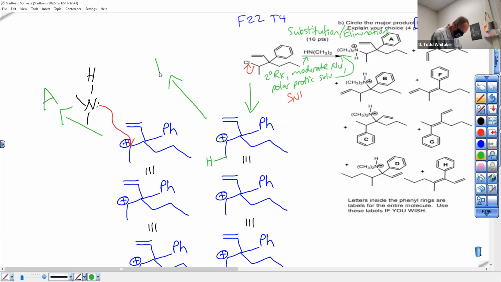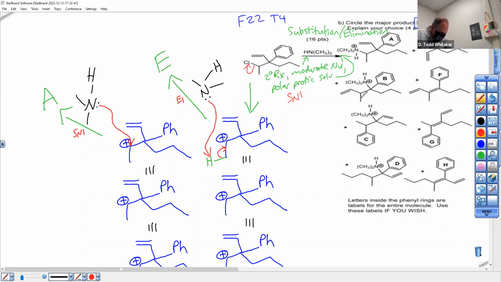Then we're going to go to E with the same nitrogen as before. Grab H, sigma becomes pi. That's E1. If you're curious, E1. This was SN1. Of those two, SN1's always major, right? But A is not the major product. We're going to do a lot better.